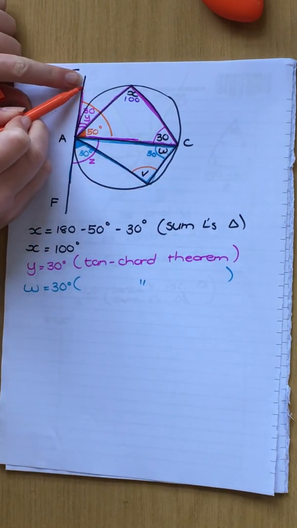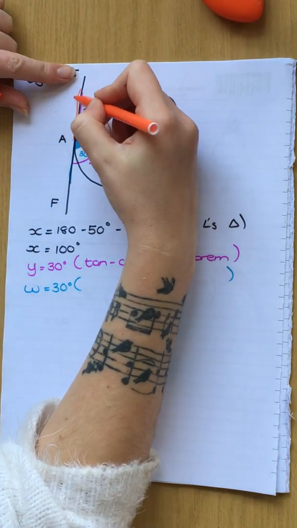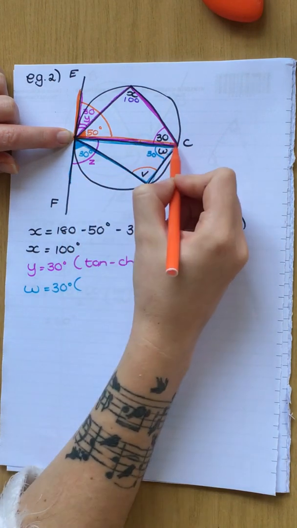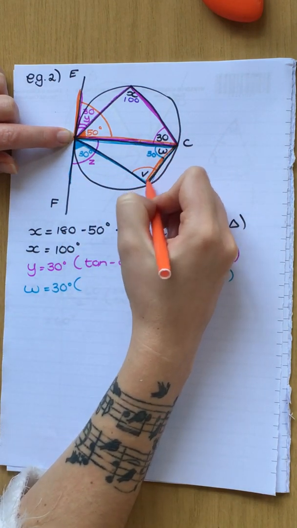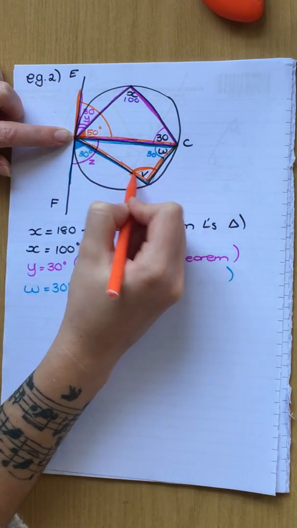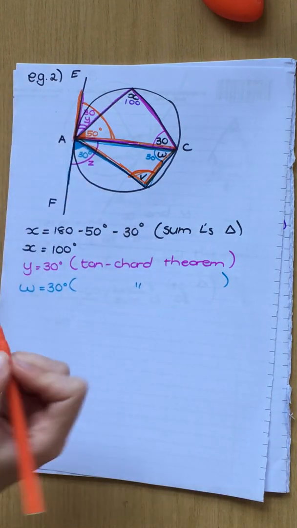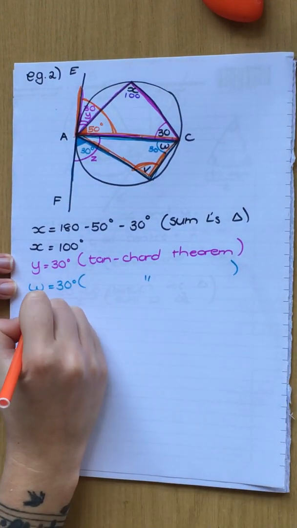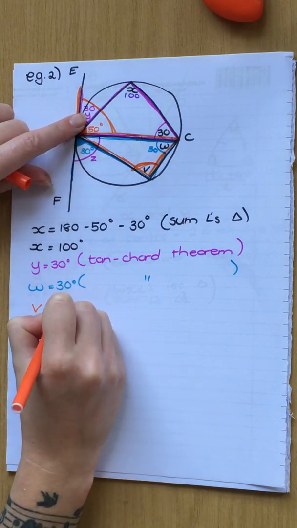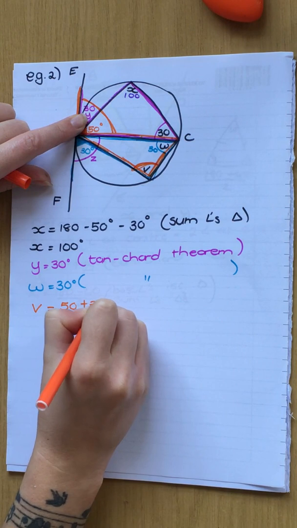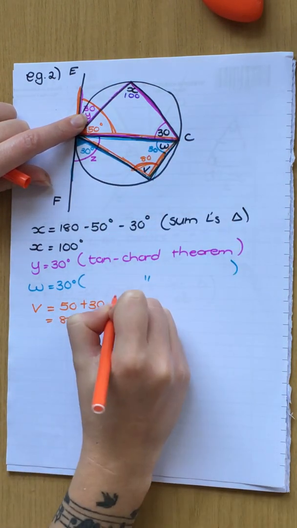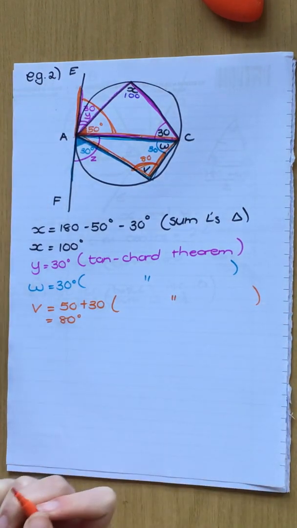So let's just draw it in, maybe it'll help you. 1, 2, 3, 4. Okay, so now this whole thing is going to correspond with that whole thing. I know it's confusing. So V is going to be, okay, but remember this isn't just 50, it's both of these added together. So it's 50 plus 30, which is going to give me 80. So V is 80. And your reason again is your tan chord theorem.